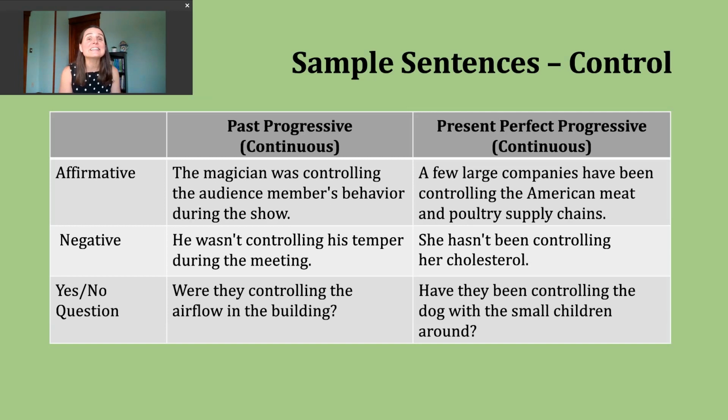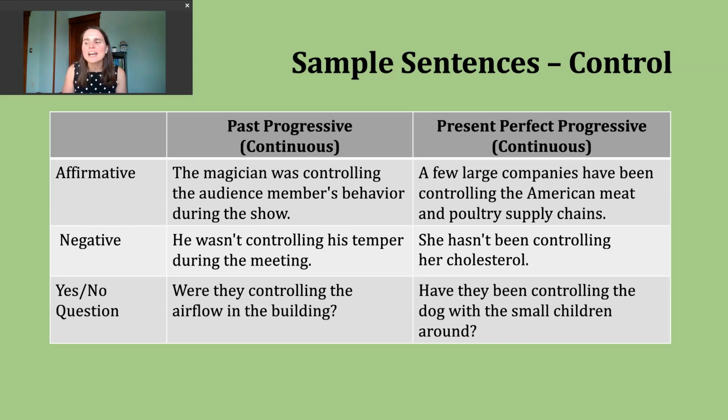Finally, let's look at making a yes or no question in the past progressive. To do this, I start with was or were, whichever form matches my subject, that subject comes next, and then the ing form of the verb. Here's my last past progressive example. Were they controlling the airflow in the building? Okay. This is going back to that idea of a mechanical process, right? So whenever we run air conditioning or we run a heater, right, we're controlling the temperature.